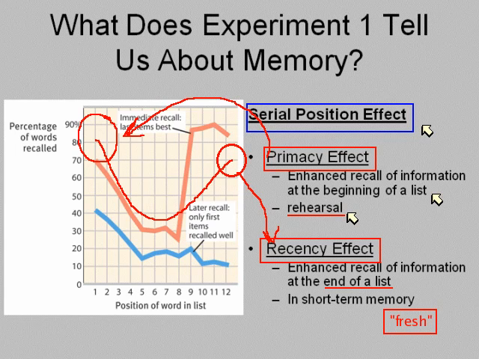Okay? It has nothing to do with Frosted Flakes or Fruit Loops. The serial position effect has to do with the placement of items in a series. And what we're seeing here is that we're good at remembering the stuff at the beginning. We're good at remembering the stuff at the end. But look at those words in the middle, right?